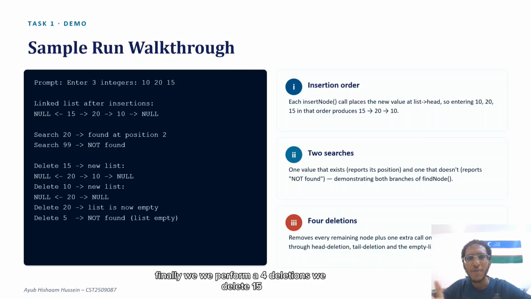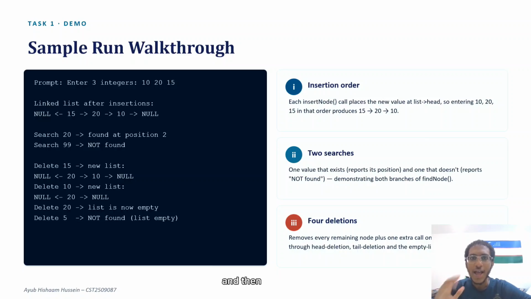Finally, we perform 4 deletions. We delete 15, then 10, then 20, walking through head deletion and tail deletion. And then we try deleting 5 from an already empty list, which correctly reports not found instead of crashing. That covers the full range of behavior for task 1.